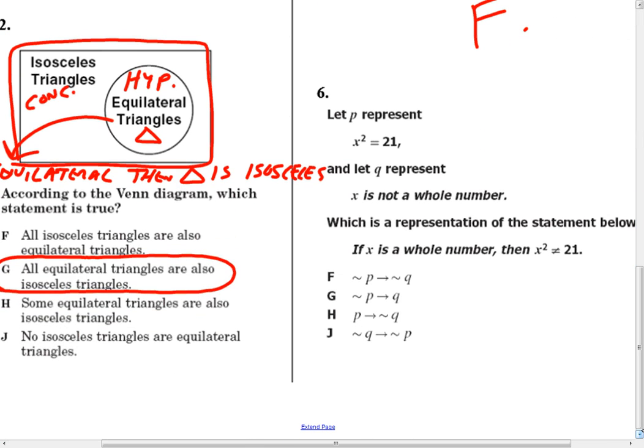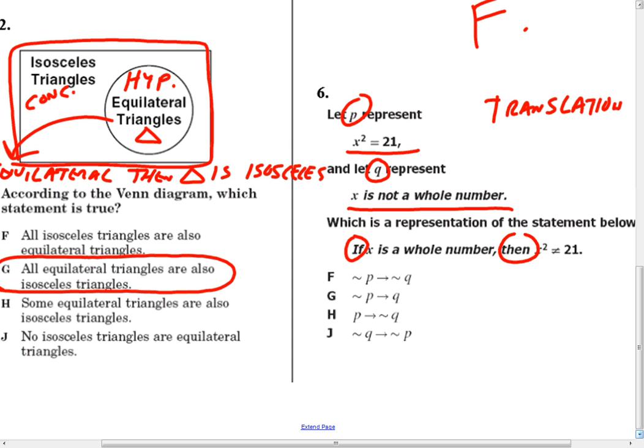Representation. You want to see problems like this. This is just a translation problem. You got to focus on what's important. What's important is that P is that phrase. Q is that phrase. The symbol for if-then is an arrow. Start with that. Does P or Q mention whole number? Which one talks about a whole number? Q. So I know Q is going to be first.